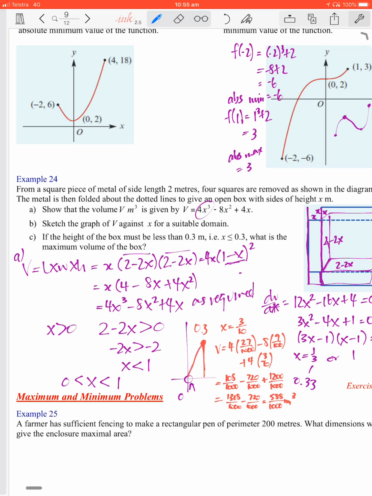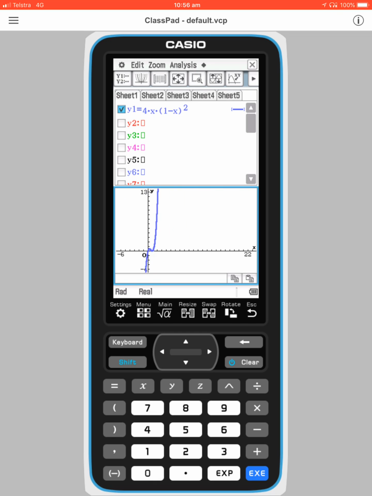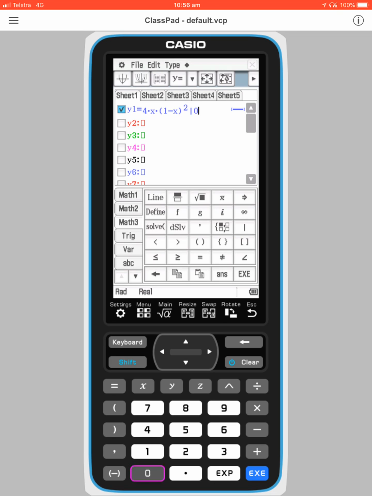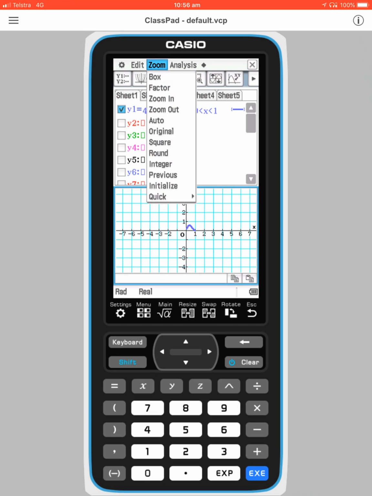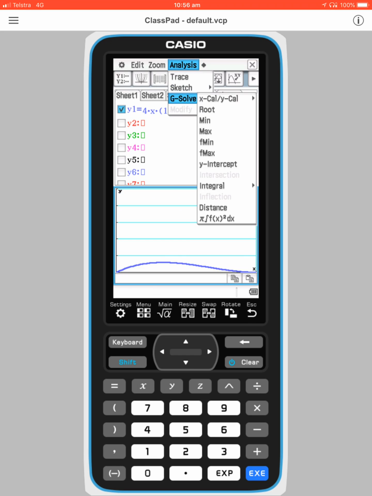And you can check it on your calculator, 4x cubed minus 8x squared plus 4x. Or we could just do 4x(1 minus x squared). So there's our graph, and you can see zoom initialize. We only want it between 0 and 1. So given 0 is less than, not less than or equal to, 0 is less than x, which is less than 1. Sketch it. Zoom auto. That's not very nice, is it? Let's go from 0 to 1, and then go from 0 to, let's go 5. So there's our graph. Analysis, G-solve, max.